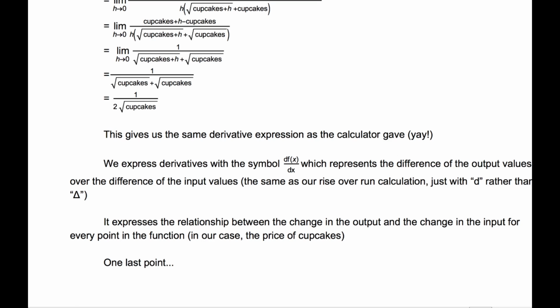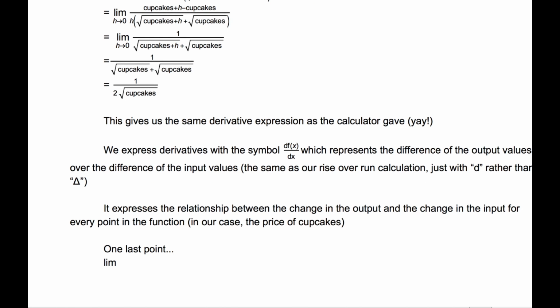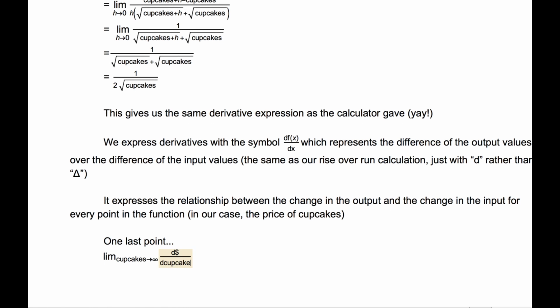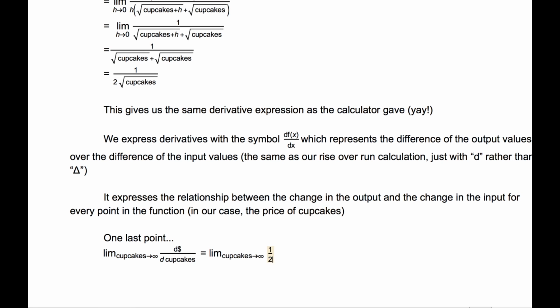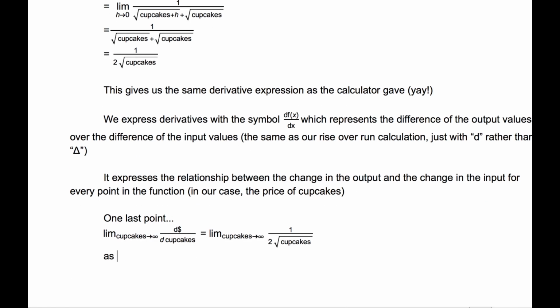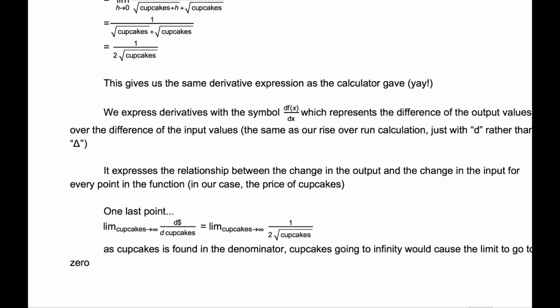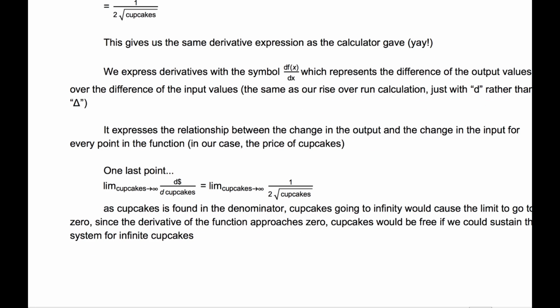And we're going to just talk about one last point quite quickly. Recall in the video that it said that the limit as cupcakes goes to infinity of d dollars over d cupcakes goes to 0. Yeah, this is true because if you look at that derivative that we had there, which is d dollars over d cupcakes, it's actually 1 over 2 root cupcakes, and cupcakes is found in the denominator. So cupcakes going to infinity would actually cause the limit to go to 0. And because the derivative, the price, approaches 0 as you buy infinite cupcakes, cupcakes would totally be free if we could sustain this type of system for infinite cupcakes.